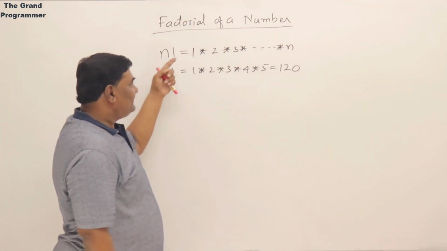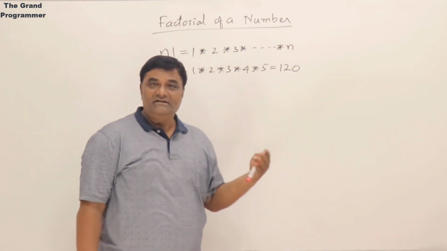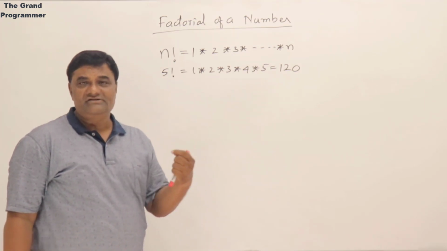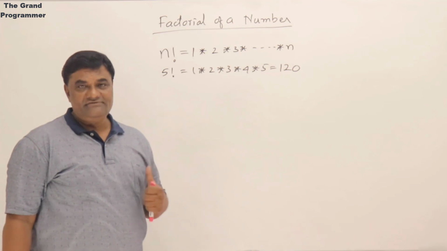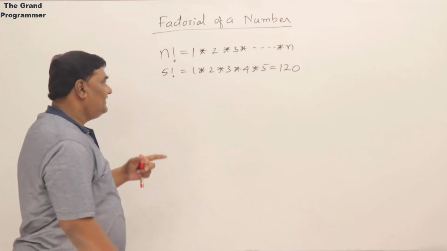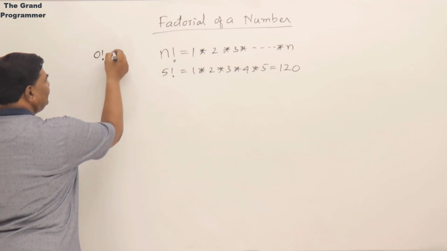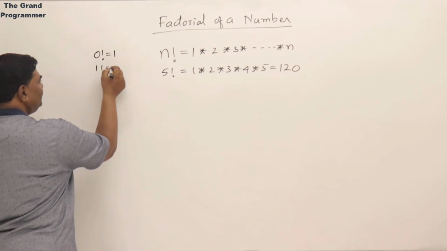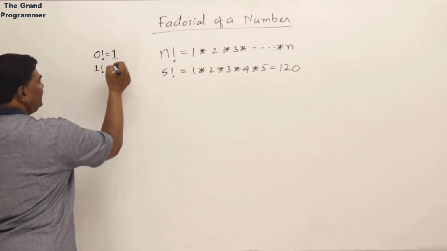So for n, I have to continue up to n. For 5, I continue till 5. For 10, I should continue till 10. So just like the sum of first n natural numbers, this is the multiplication of first n natural numbers. That is called factorial. And I'll tell you one more thing, that 0 factorial is also possible and its answer is 1. So even 1 factorial is 1 and 0 factorial is also 1. So both the results are 1.